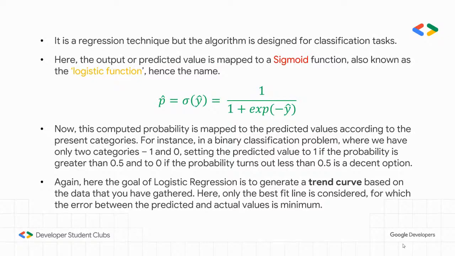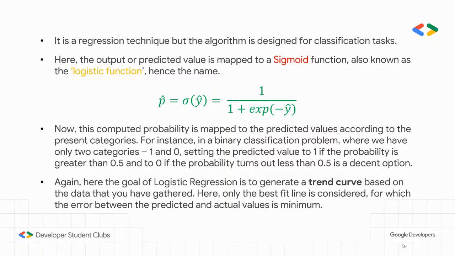This is how logistic regression works. Since our calculated y hat will be further mapped to a sigmoid function, also called the logistic function, this technique is called logistic regression. But please note that it is a regression technique because we have a linear function associated with it.